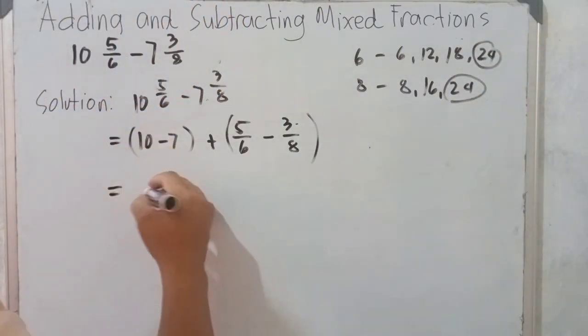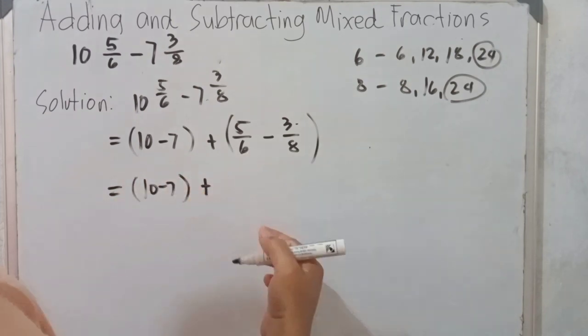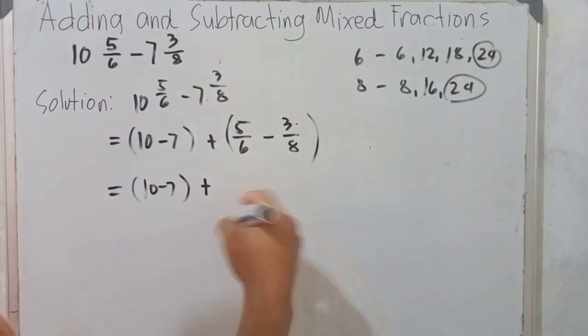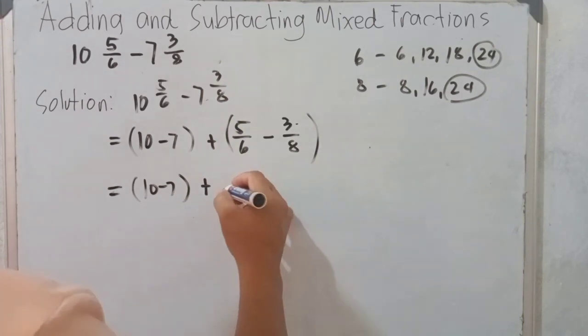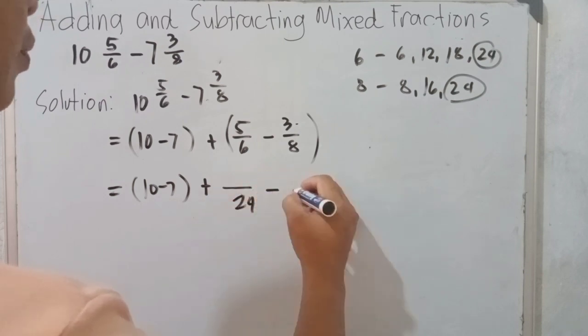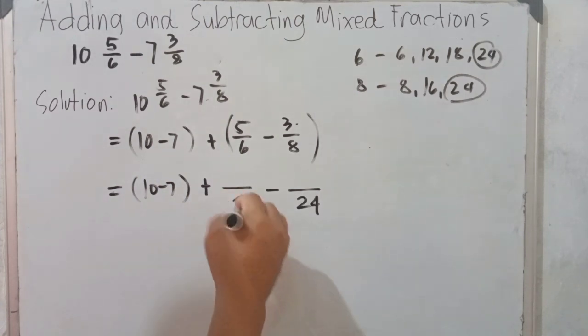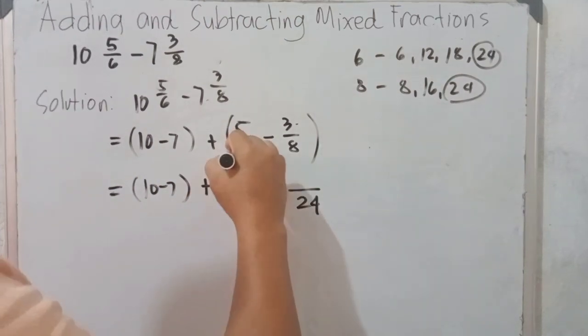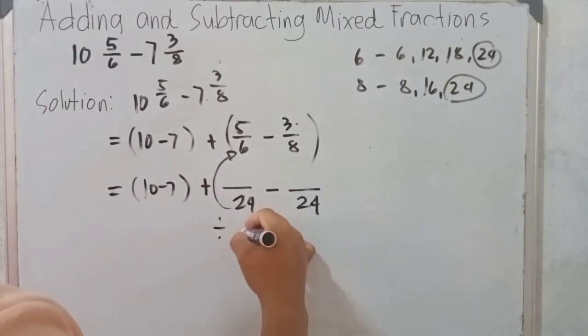So, copy again, 10 minus 7 plus, we put the LCD first. Then we divide it by the old denominator to get the equivalent fraction. So 24 divided by 6 is 4. 24, you divide it by 6, the answer is 4.